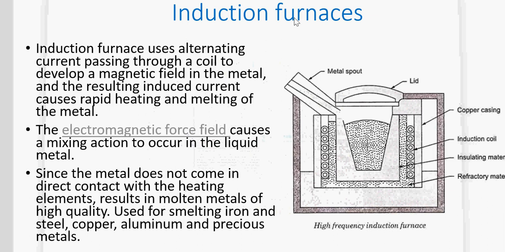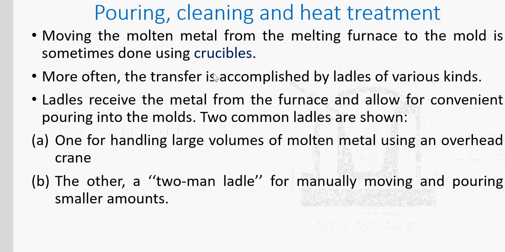So this is the only furnace that can be used for what? For ferrous. Ferrous means that it contains iron, and non-ferrous, other metals apart from iron. So it can be used for both ferrous and non-ferrous metals. Next, after your molten metal must have solidified, or the molten metal will now be taken into what? We pour it into a mold. So here we are concerned with pouring, cleaning, and heat treatment.